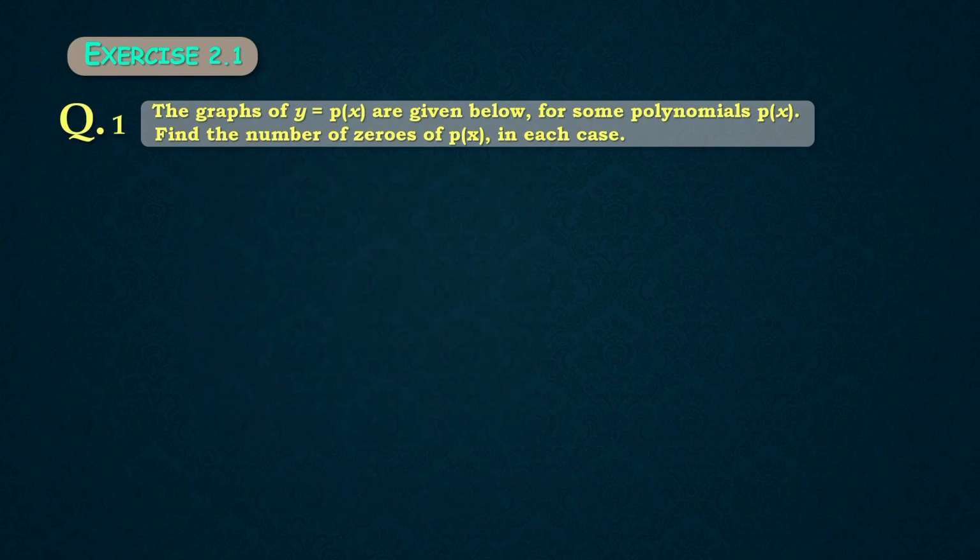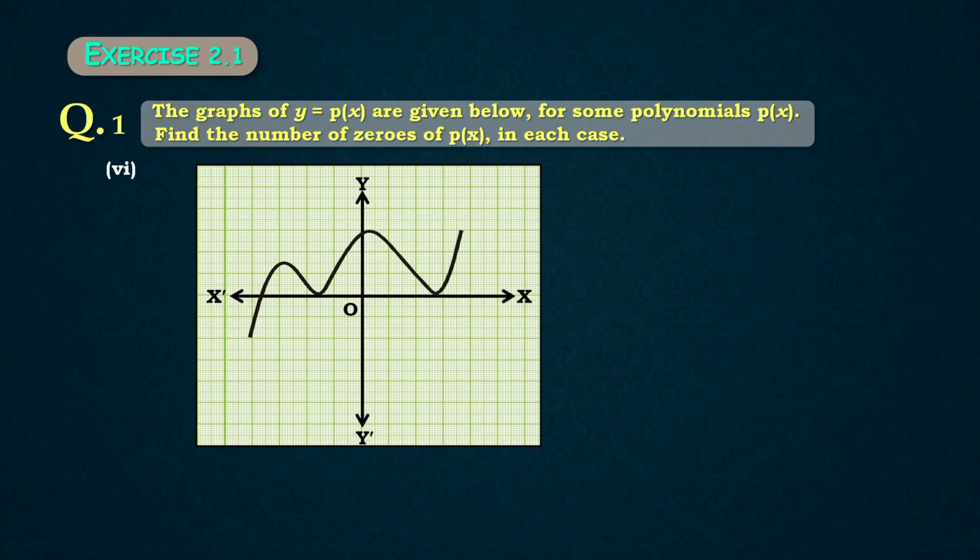Question 1, Part 6. The graph of y equals p of x is given below. We are asked to find the number of zeros of the polynomial p of x. First, remember, the zeros of a polynomial are the points where the graph intersects the x-axis. Now, look carefully at the given graph.